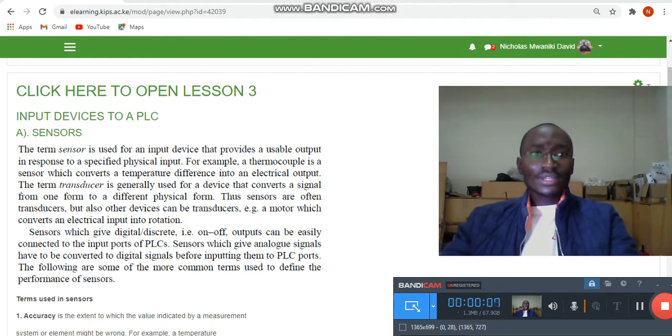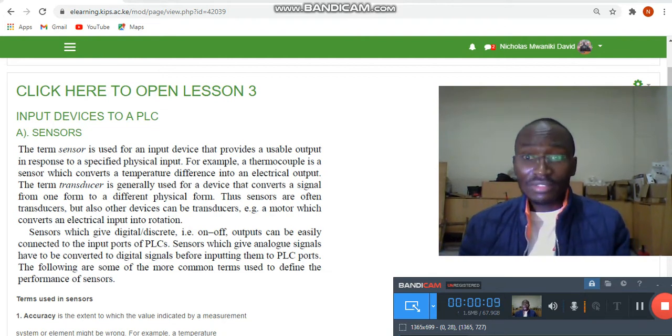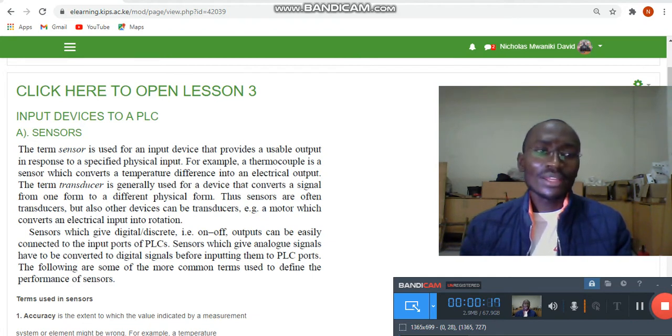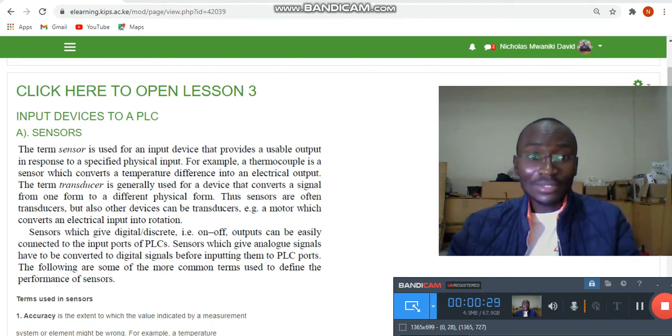Today, we are going to study the input devices in a PLC. We have different input devices into a PLC, and we are going to start with the first category, which is sensors. The term sensor is used for an input device that provides a usable output in response to a specified physical input.